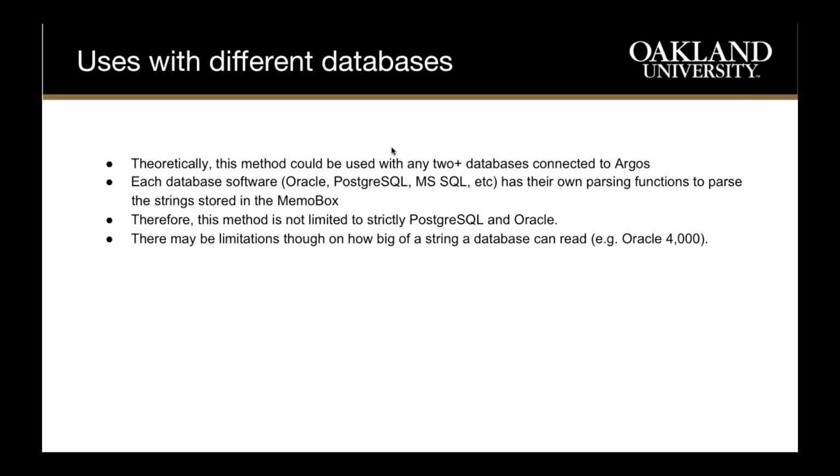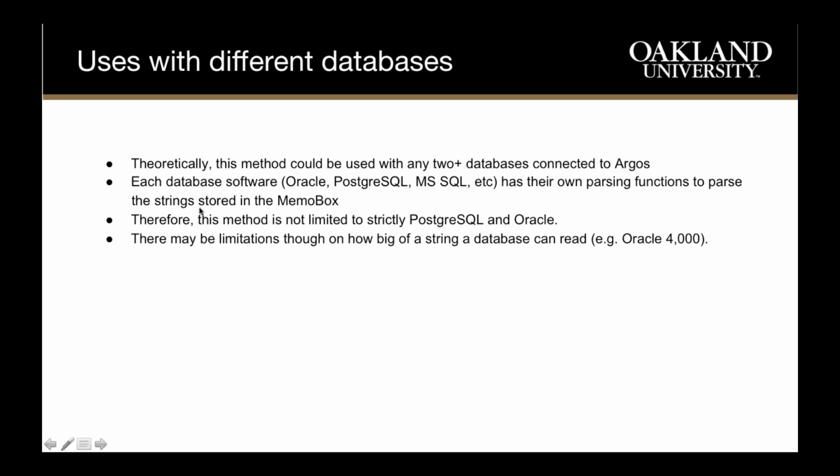So, uses with different databases. Theoretically, this method could be used with any two or more databases connected to Argos. We only have Postgres and Oracle here at Oakland, but let's say you have a Microsoft SQL server or maybe an AWS instance of something connected to Argos. This method could be used to join together all of those databases, since there's not really a way to do that right now.